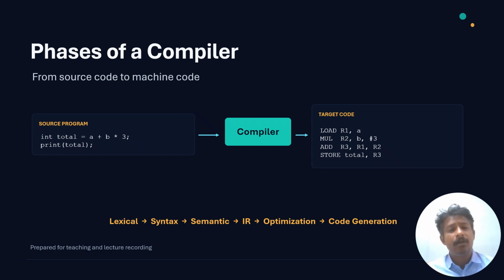It checks the program step by step, like it checks the words, it checks the grammar and meaning, and then it creates code. So in this presentation we will see six main phases: lexical analyzer, syntax analyzer, semantic analyzer, intermediate code generator, code optimization, and code generation. We will learn each phase with simple examples.